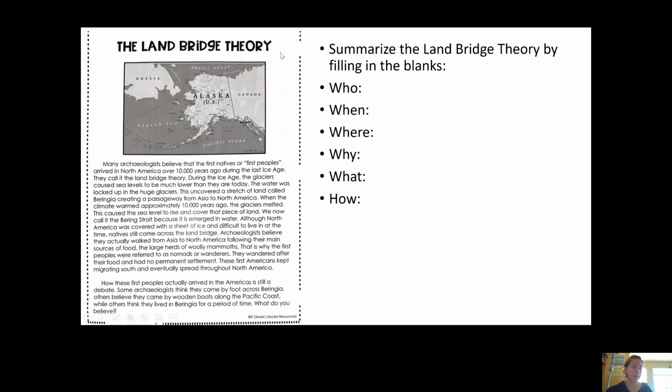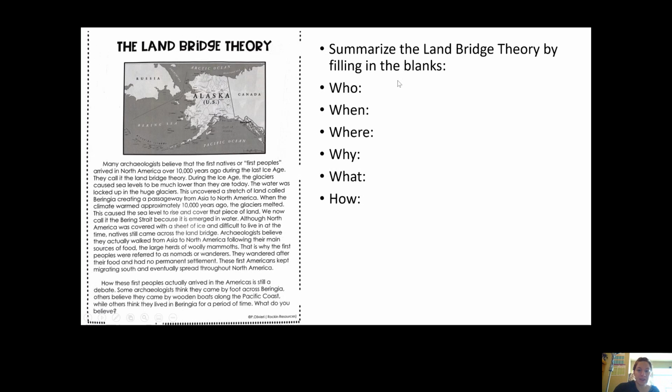By the way, that is why it's called a theory. It's not necessarily a fact, but it's one way that they're using to explain how something happened. So they're thinking maybe there was more exposed land right here for people to walk across. Maybe they took boats across, or maybe there was more land that was exposed and people actually lived here and eventually worked their way down. So that's kind of the land bridge theory.